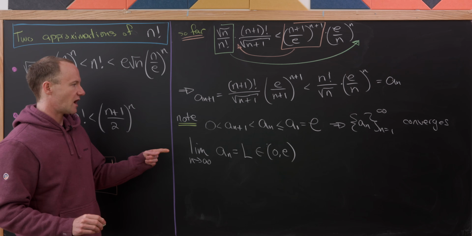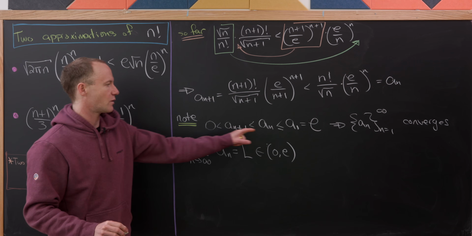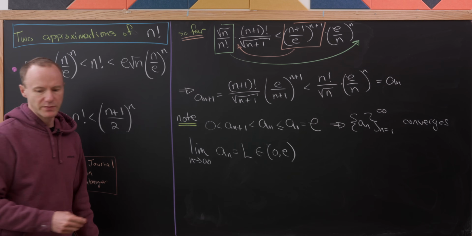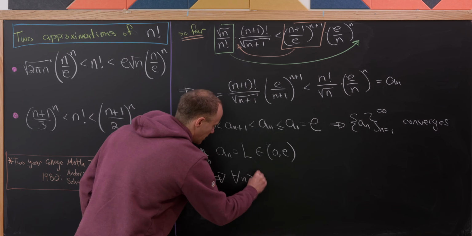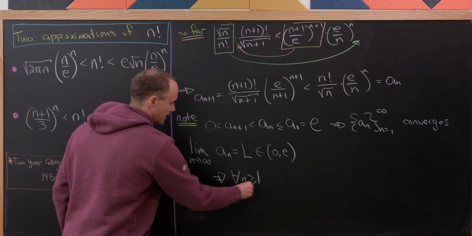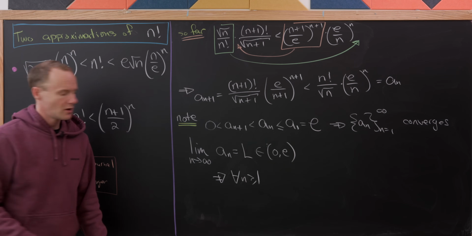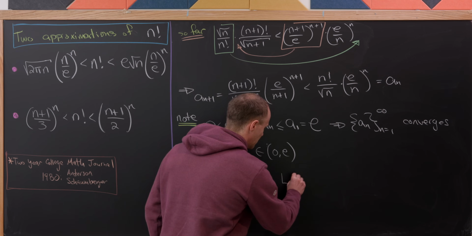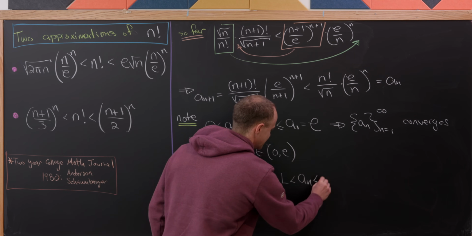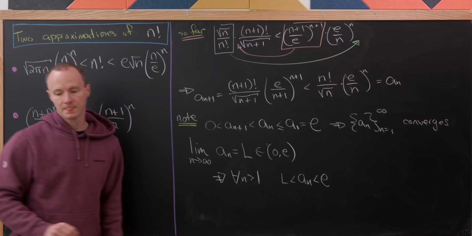Well, based off of this inequality right here. But what does that mean? Well, that tells us the following. So for all n bigger than or equal to 1, or maybe we'll just say bigger than 1 here, we have L is less than a_n, which is less than e.